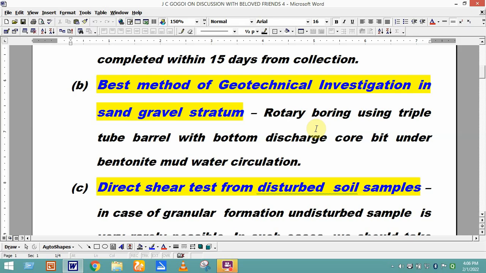Say we are using 2 meter drilling, and due to mud circulation, the hole shall not collapse. We can take out the complete barrel with the sample, put another barrel inside, and drilling operation starts. By that time we can find out the soil core.